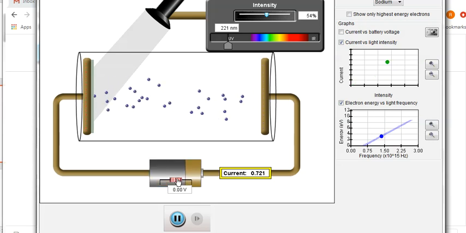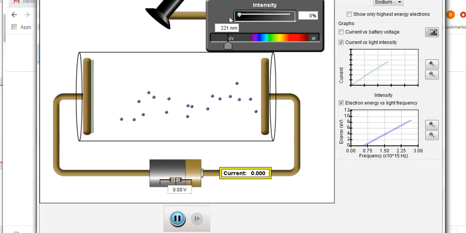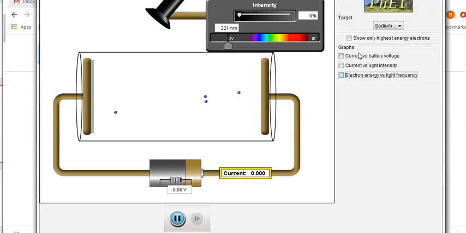Okay, so here's what I'm going to do. Let me turn down the intensity here, just to keep everything nice and simple. And I'm going to take away these graphs right now.